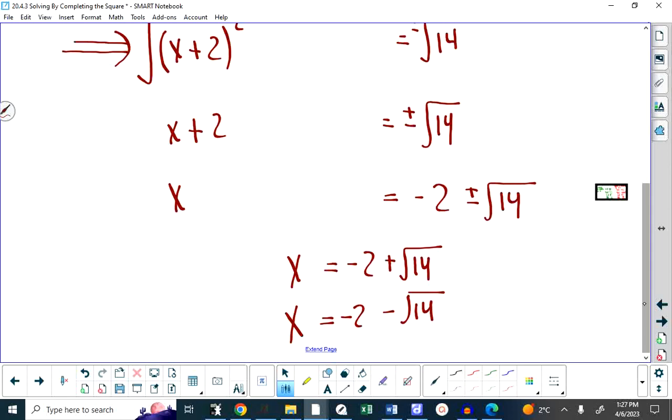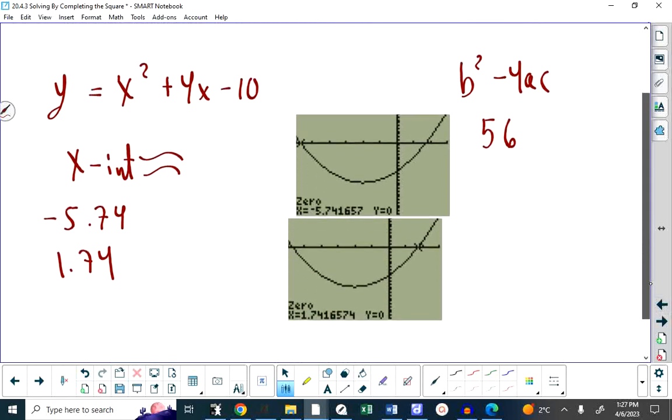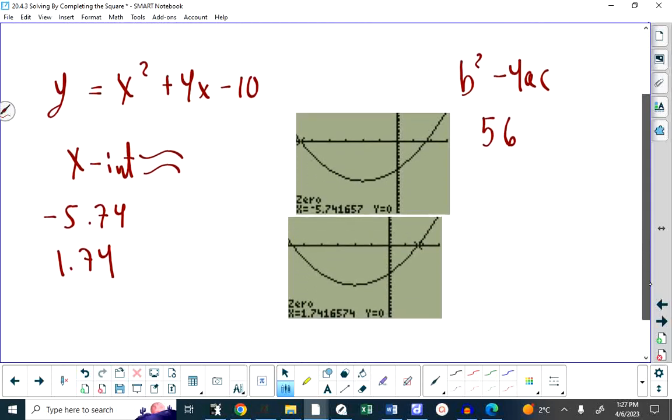Do you recognize the numbers in decimal form? Well, you should. Those are the x-intercepts that we found. The negative 2 plus root 14 is going to give you 1.74. The negative 2 minus root 14 gives you the negative 5.74. It works. Okay, why shouldn't it? We didn't break any rules in math.